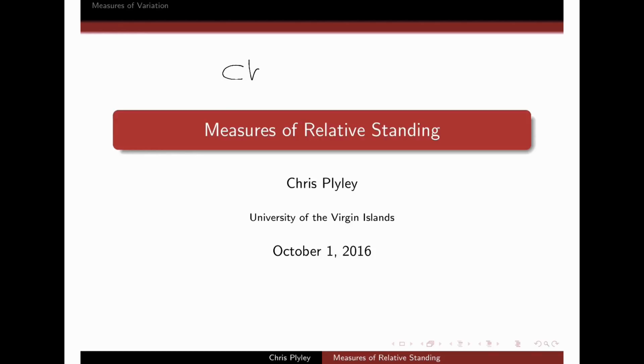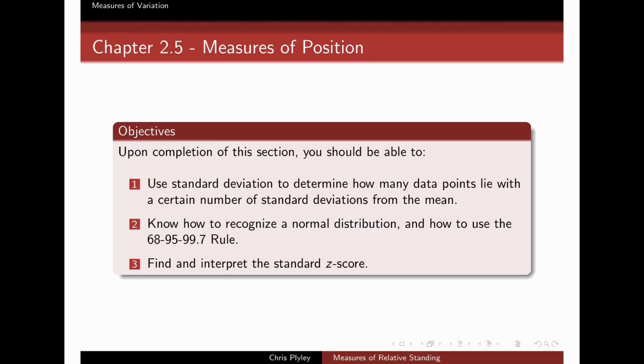We're moving on to chapter 2.5 now, and what we want to talk about is how we can use standard deviation to make some conclusions or general statements about our data. In particular, we're going to focus on one simple idea: if we have the standard deviation and the mean of a set of data, then we can use that to determine which percentage of our data lies within a certain range. And this range that we'll focus on today will be within a certain number of standard deviations from the mean.